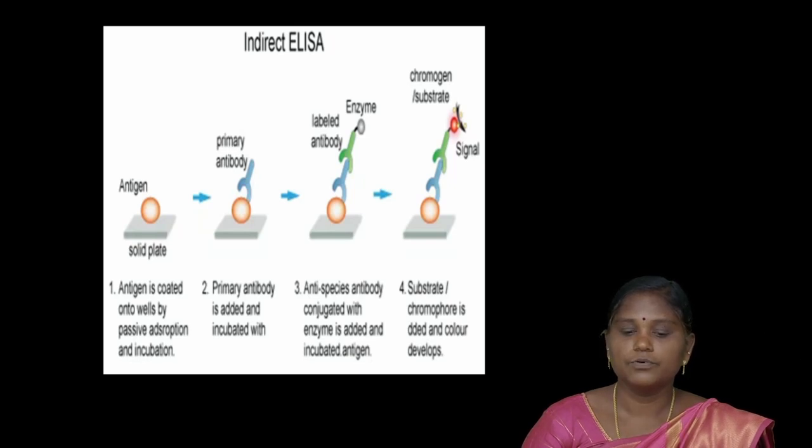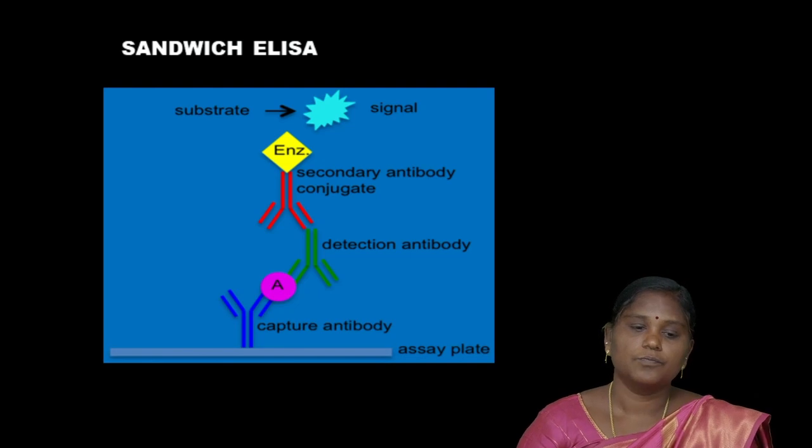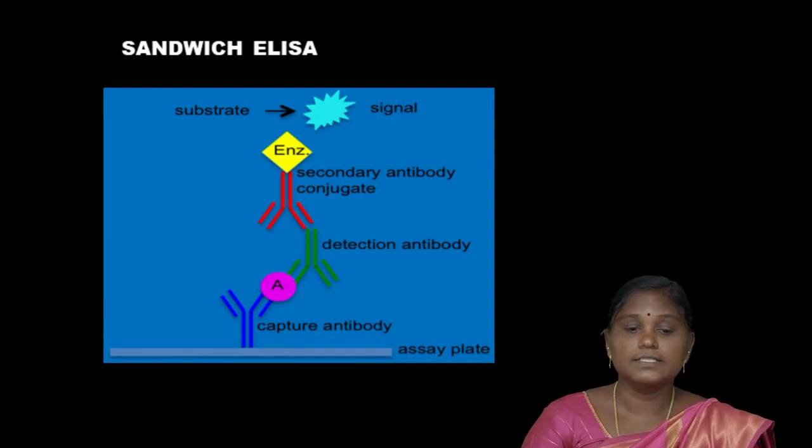Okay, so the fourth step is the substrate is added. Then there will be the color development. So this is the indirect ELISA, right? So this is the third one, that is sandwich ELISA. Here we are adding first the capture antibody. There is the difference between these three, that is direct, indirect and sandwich.